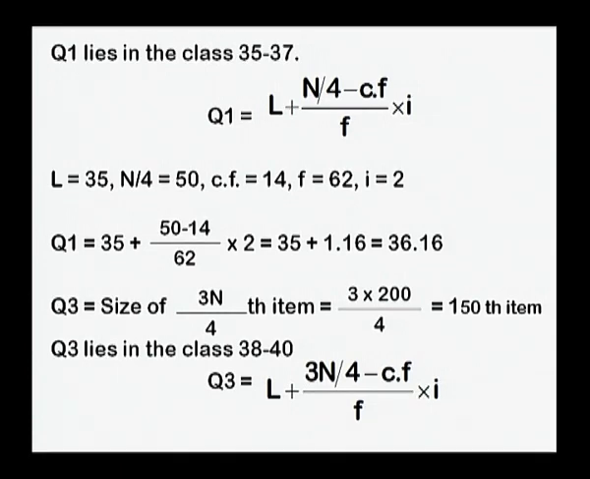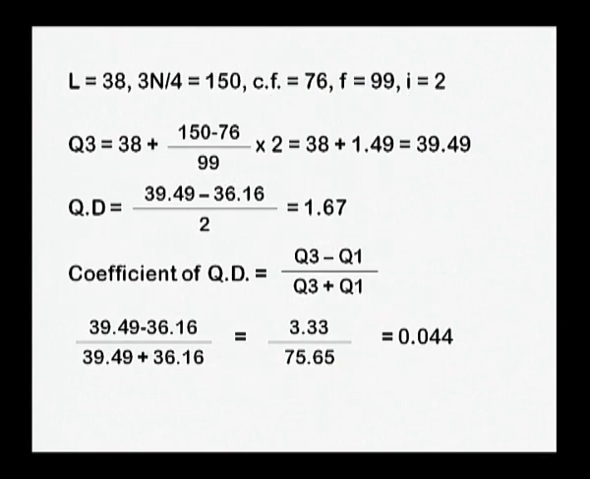Now, we are required to calculate Q3. The formula is size of 3 multiplied by N divided by 4, th item. In this way, we calculate the 150th item. That lies in the 38 to 40 class interval. Now, we apply this formula: Q3 is equal to L plus 3 multiplied by N divided by 4, we deduct CF, divided by F and multiplied by I. Now, in this case, 38 is the lower value of the class interval in which Q3 lies, and 3N means 3 multiplied by N and divided by 4. In this way, we get 150.